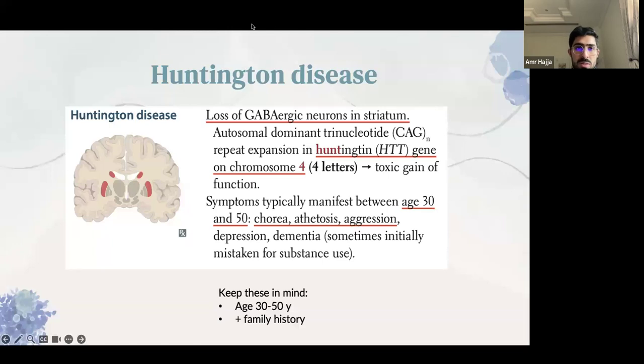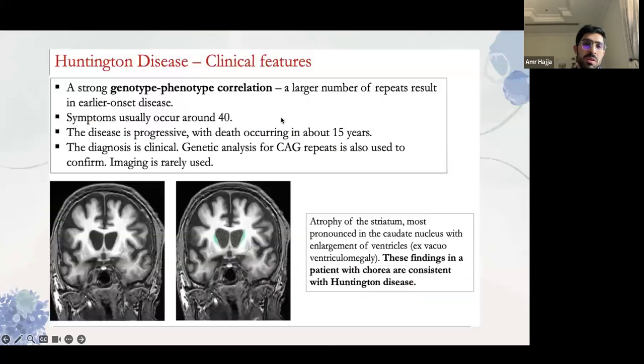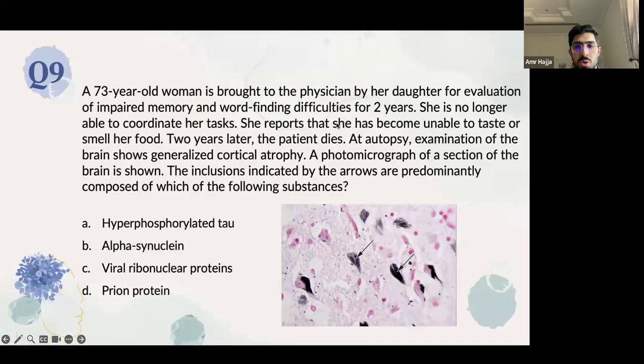Any questions about Huntington disease? Okay, clear. Is the pace fast or slow, or am I going good? Do you guys want me to slow down, or is it good? Perfect. Okay, alhamdulillah. Now let's move on to question 9.